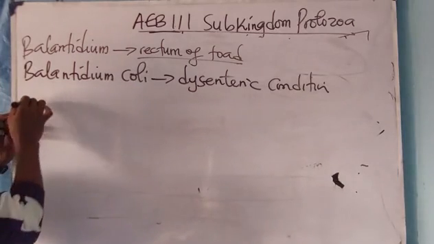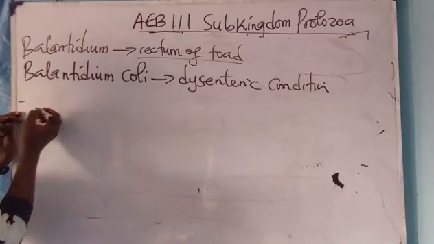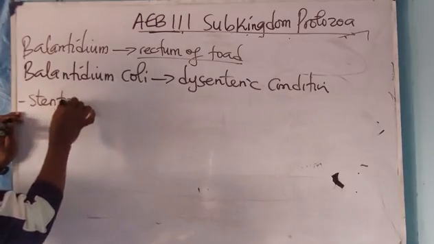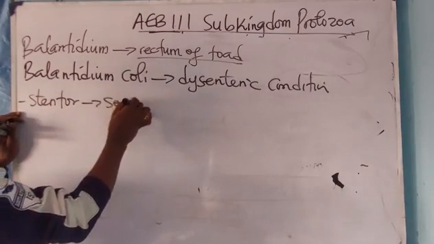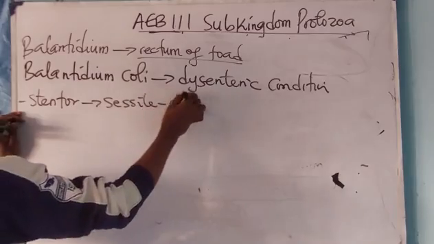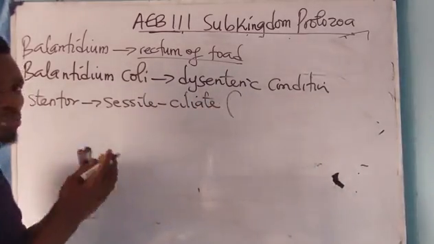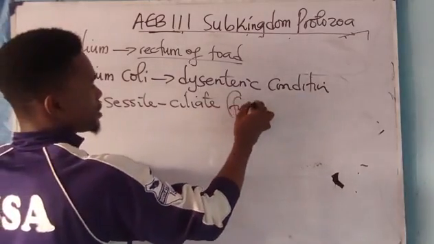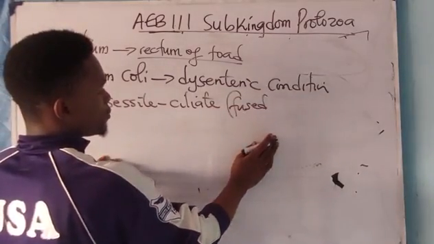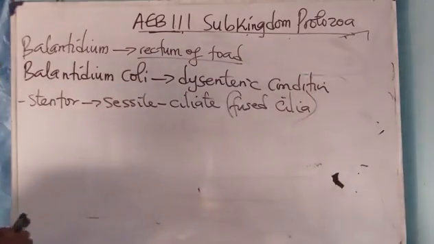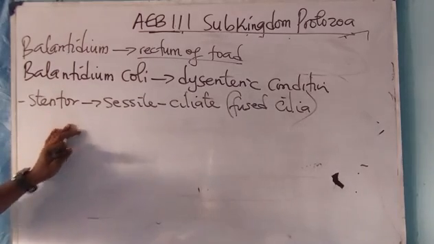Another example of a ciliate is the Stentor. The Stentor is a sessile ciliate having fused cilia. Please take note of that.